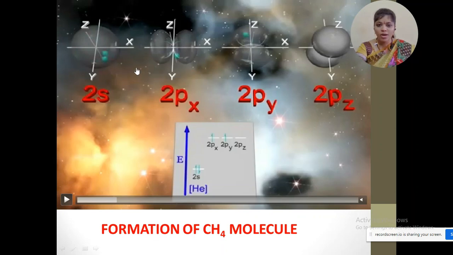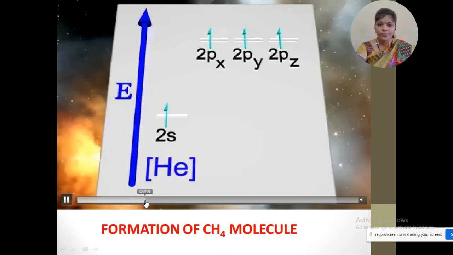For bond formation between carbon and hydrogen, an electron jumps from the 2s level to the 2p level, since the 2s level has 2 electrons. So we have 4 unpaired electrons, and the 1 s orbital and 3 p orbitals intermix with each other to form 4 sp3 hybrid orbitals.